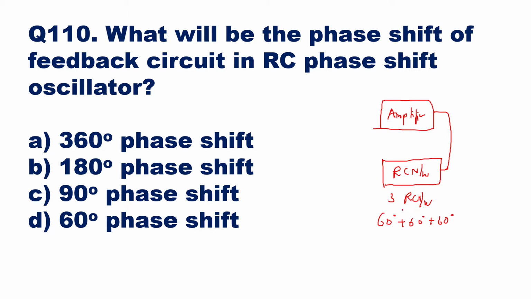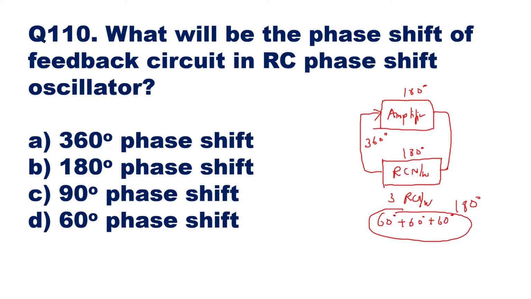So total feedback, the feedback circuit will introduce a phase shift of 180 degree, and this will be a positive feedback then, because the amplifier itself will give another 180 degree. So 180 degree by the amplifier, 180 degree by the RC network. So total 360 degree, which is going to fulfill the Barkhausen criteria.